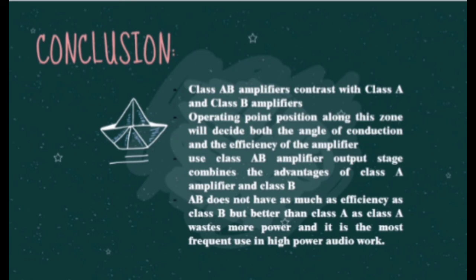In addition, Class AB has moderate distortion. The solution to the crossover distortion is to provide some forward bias for the base emitter junctions. Class AB does not have as much efficiency as Class B, but is better than Class A, as Class A wastes more power, and it is the most frequently used in high-power audio work.